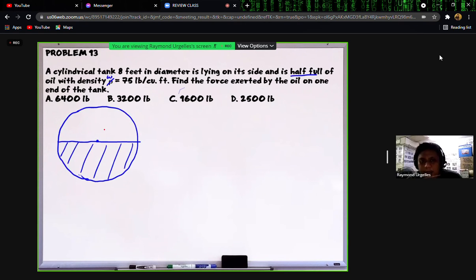Di ba? So again, two ways to answer this problem. Ang una nating alam dito is that the diameter is 8 feet. So meaning the radius is 4 feet. No? Kalahati ng diameter, kalahati ng 8 is 4. So kaya 4 feet yan. Di ba? Tapos nakasubmerge yung kalahati, yung semicircle lang. Okay? So let's consider our horizontal strip. So let's say we have this one. Okay, so this is our horizontal strip. Okay, so let's consider this horizontal strip.